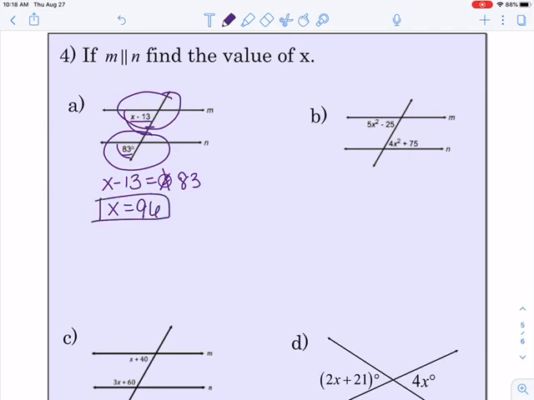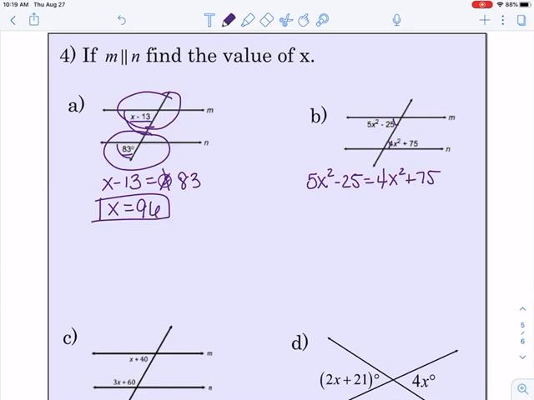Okay, for part B, you have this angle here and this angle there. One from the top, one from the bottom, opposite sides of the transversal. That means that those two are alternate interior angles, and alternate interior angles are congruent. So again, we'll set them equal to each other. So 5x squared minus 25 is going to equal 4x squared plus 75.